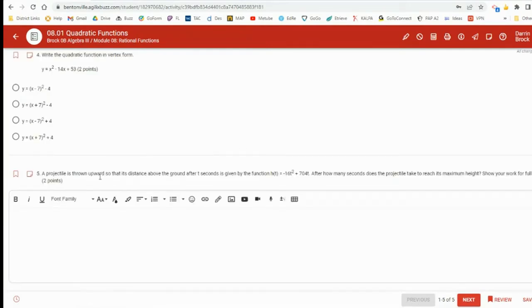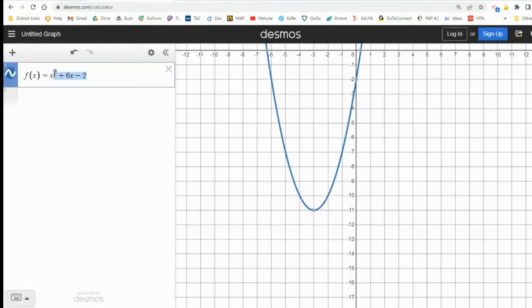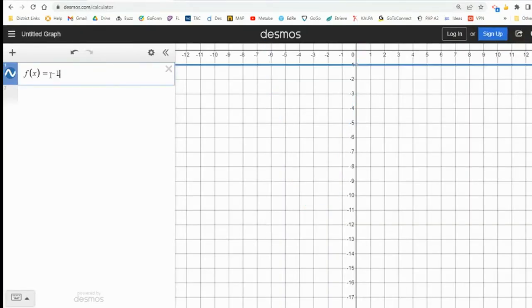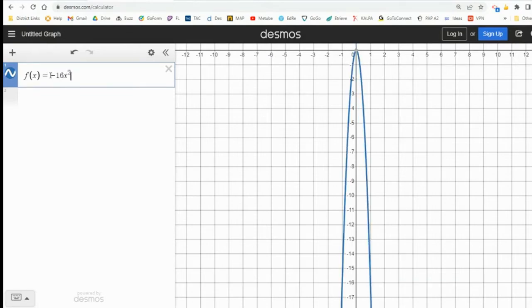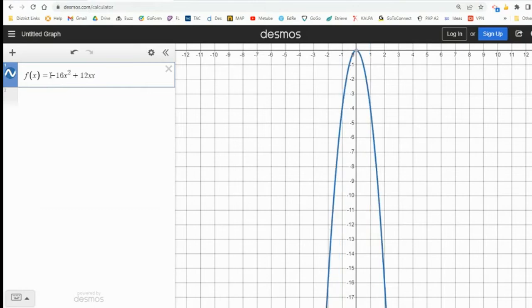A projectile is thrown upward, so the distance above ground after t seconds is given by this function. So this is a quadratic formula. It just uses t instead of x. After how many seconds does the projectile take to reach its maximum height? Oh, okay. So if we had a formula, let's just make one up. Negative 16x squared. I'm going to change it to x for graphing purposes. Plus 12x plus 16.